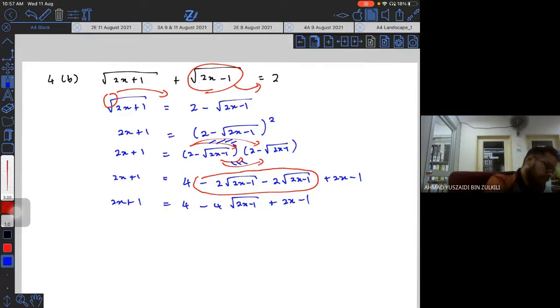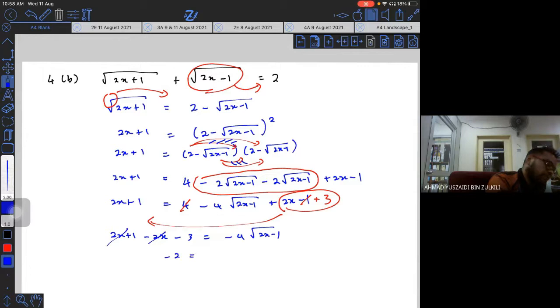Algebra. Okay. 4 minus 1, 3. Then plus 3, to transfer this to that side. So 2x plus 1 minus 2x minus 3. 2x plus 1 minus 3 goes to negative 4. 2x minus 1. Okay, and then this part cancels. Negative 2, negative 4, 2x minus 1.